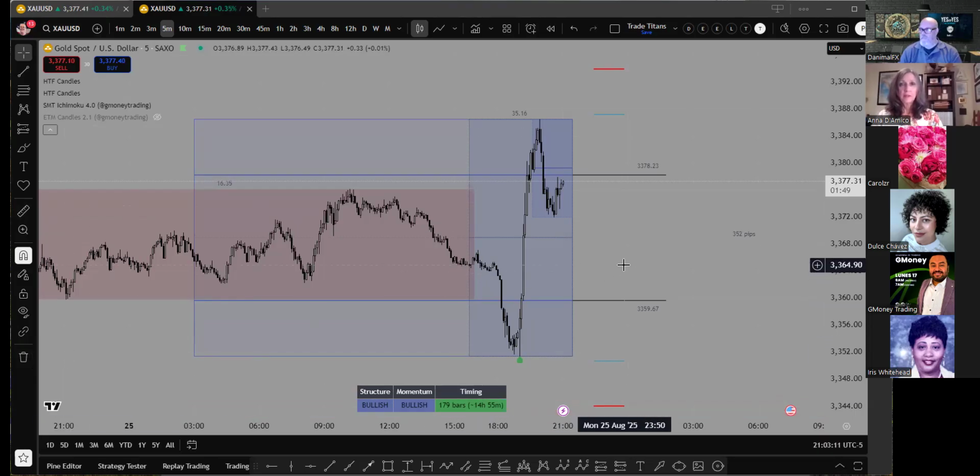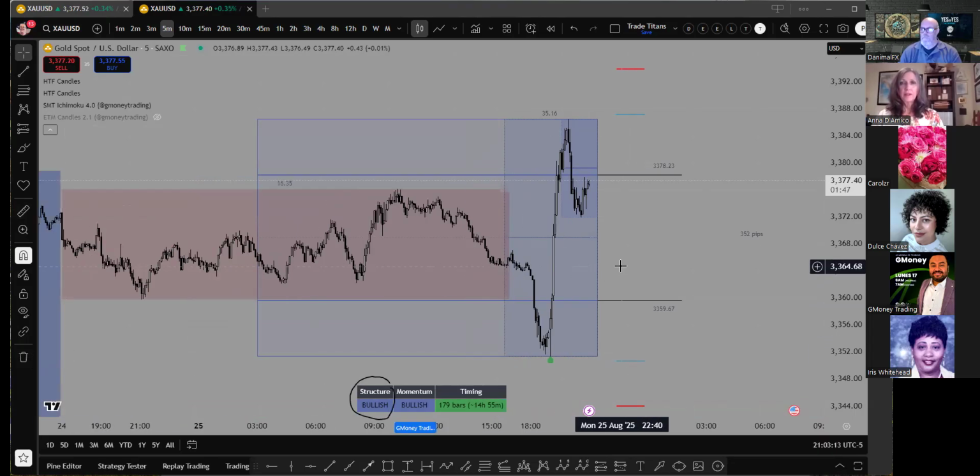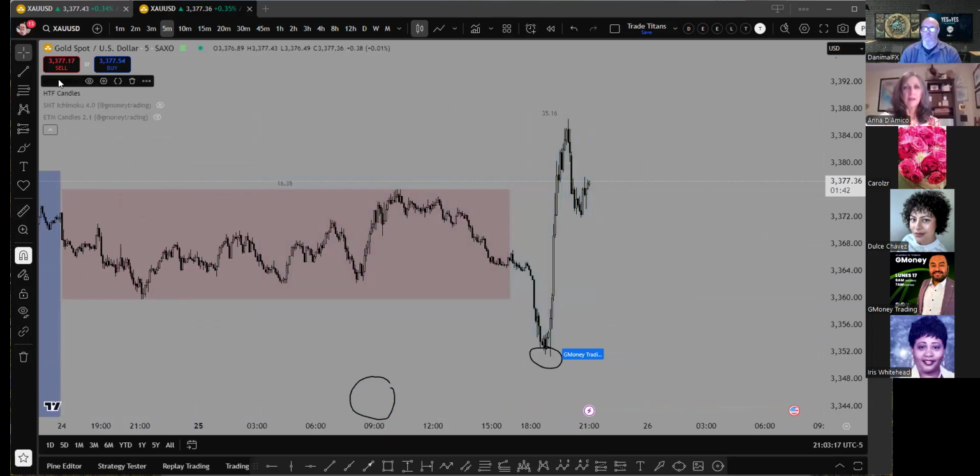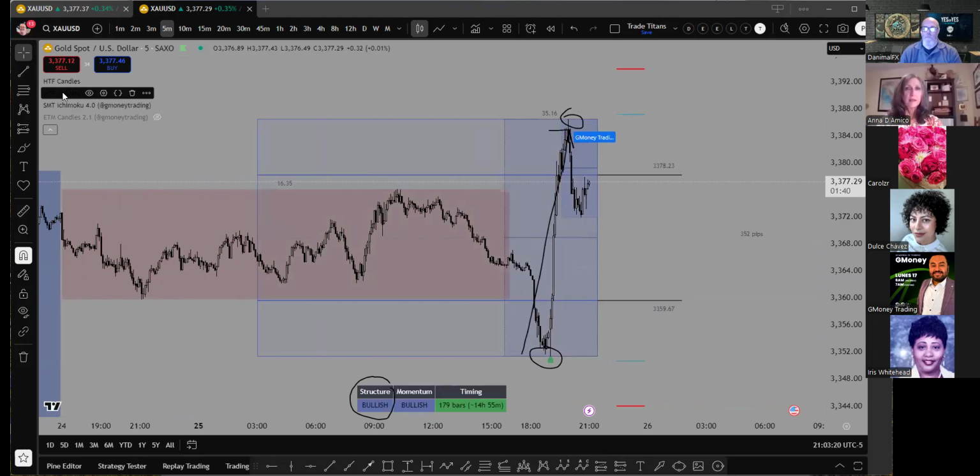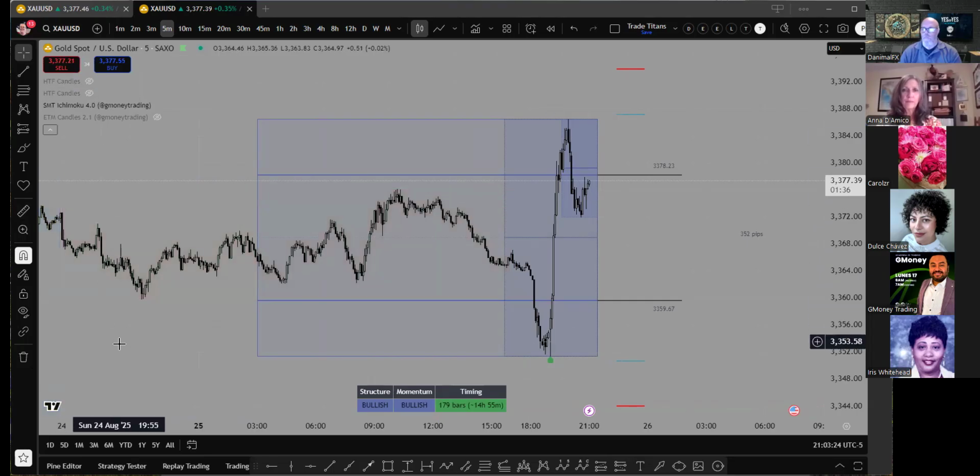So structure, when it says structure bullish, is pretty straightforward. It looks for the impulse, and it'll be this low and this high in that direction. So that's the reason why it's bullish structure. The chart's communicating that to us as the color. Momentum is the small and the medium box. Because the midpoint of the small box is above the midpoint of the medium box, therefore the momentum is bullish.